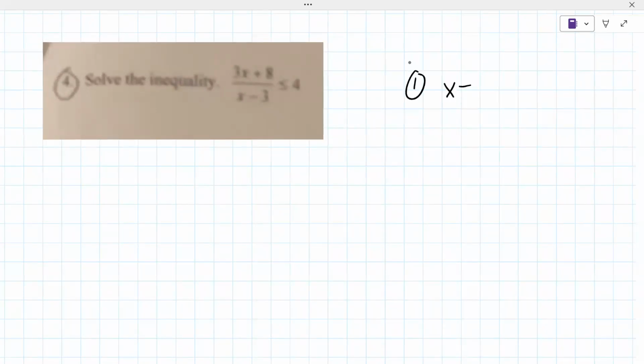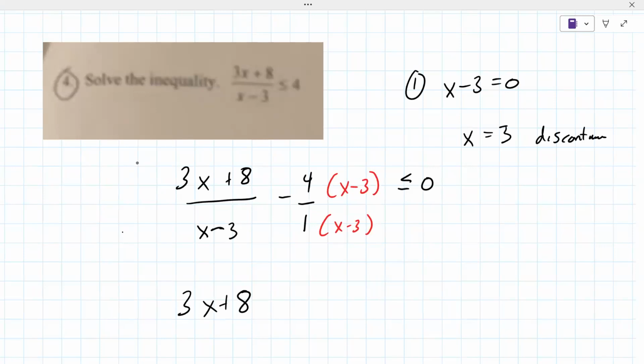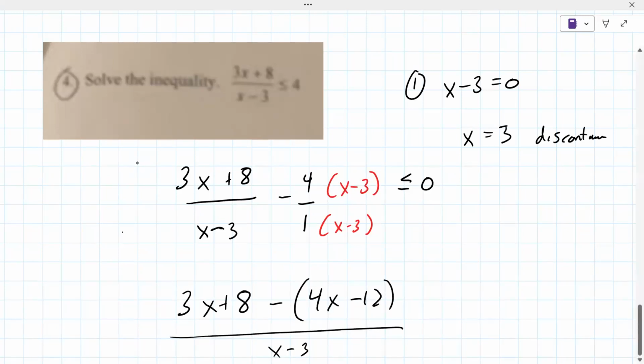First thing is to set the bottom equal to 0, because this is a place where it's discontinuous. You have to look out for those discontinuities, places where it's undefined. The next thing to do is to move the number over to the other side of the equation. So it's -4, and then it's less than or equal to 0. And now you make a common denominator. So you multiply the top and the bottom by whatever the other one is. So we get 3x plus 8 minus 4x minus 12, over x minus 3.